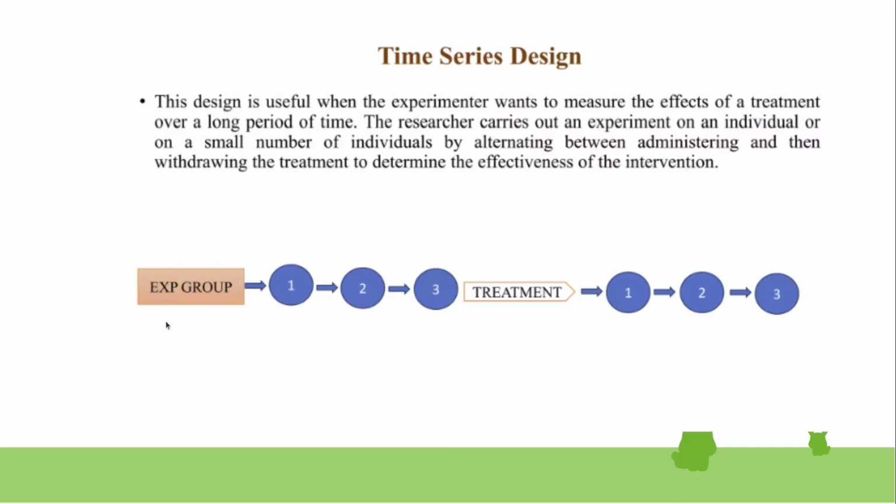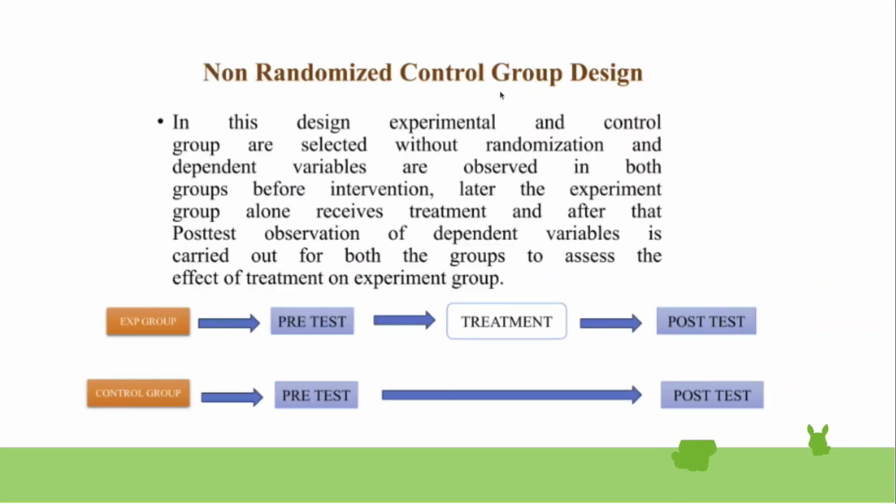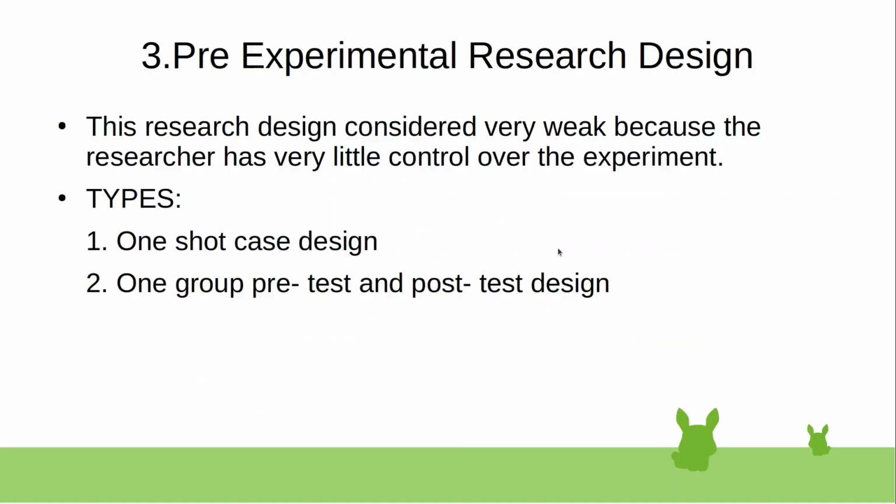Here you can see only one experimental group will be there, and the treatment will be given. Again, a post-test will be conducted. But here, they will give periodic breaks in between the treatment administration. By alternating between administering and then withdrawing, everything is under the control of the experimenter, and these are conducted for a longer period of time. That's why it is called time series design. These are the two types of quasi-experimental design: non-randomized control group design and time series design.